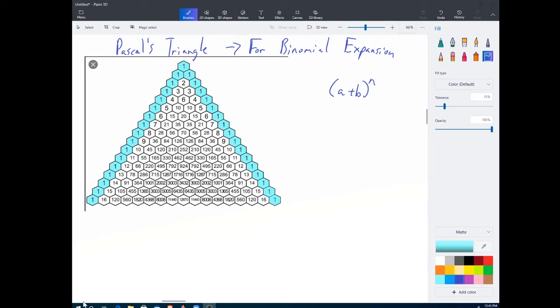The next thing to notice here is how we get all the numbers in the middle. For any number, you're going to take the 2 numbers that are above it and add them together. So 1 plus 1 equals 2. 1 plus 2 equals 3. 35 plus 35 equals 70. 120 plus 210 is 330. So that's the next thing that helps you just set up the triangle.